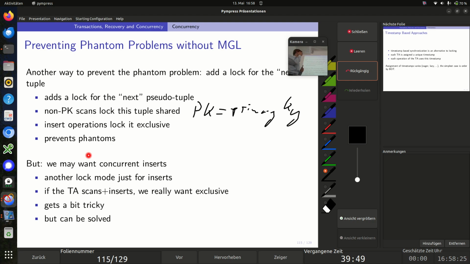But this would interfere with concurrent inserts, as we want to have more than one insert transaction. Okay, so just to know, we have the phantom problem and we can solve it with multi-granularity locking. Locking, you remember, is pessimistic. And now the idea, we use timestamps, and timestamps would be optimistic. Okay, not every timestamp approach would be optimistic.